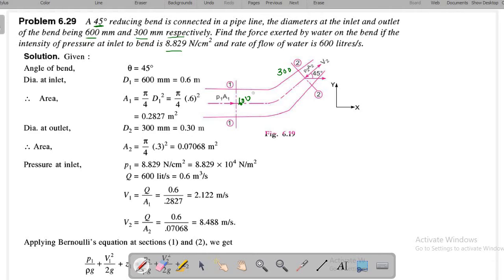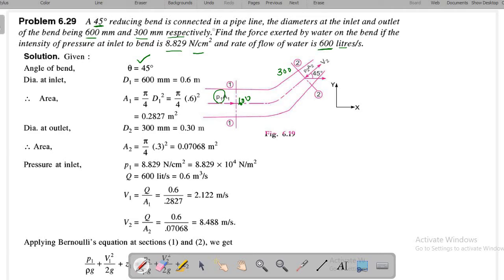Okay, at inlet, so inlet means it will be P1, 8.829 Newton per centimeter square. The rate of flow of water is 600 liters per second. So I will write the given data one by one. 45-degree bend, so theta is given as 45 degrees.